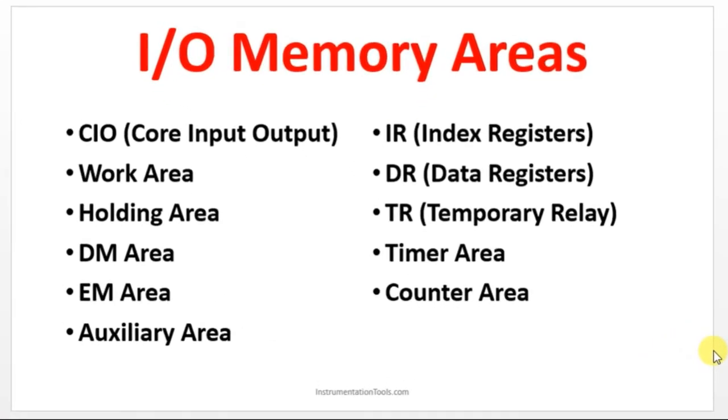In this section, we are going to see about addressing in Omron PLC. So, we have IO memory areas. These are all the areas where we are defining the address. So, we have core input output, we have work area, holding area, and registers. A few registers are there, and also we have timers and counters. So for all these operations we have an address. So let's see about that.